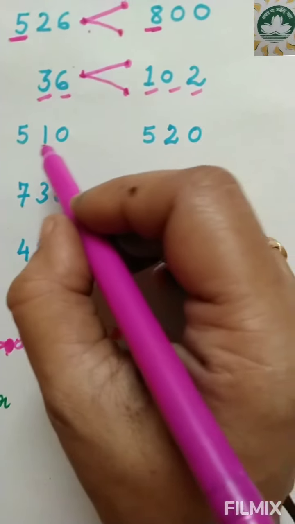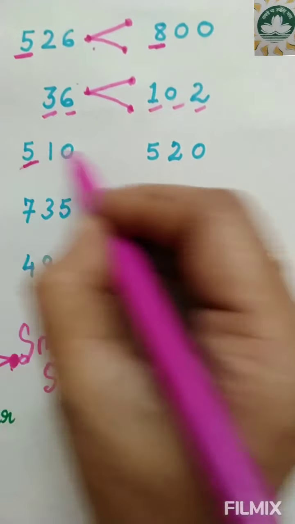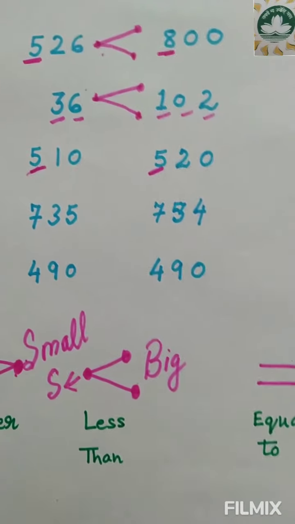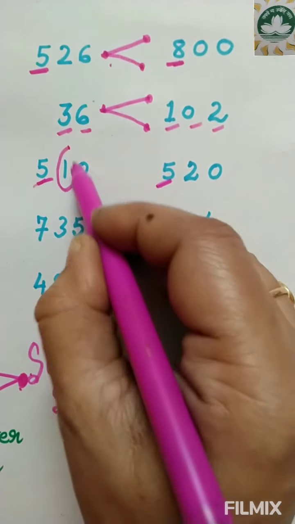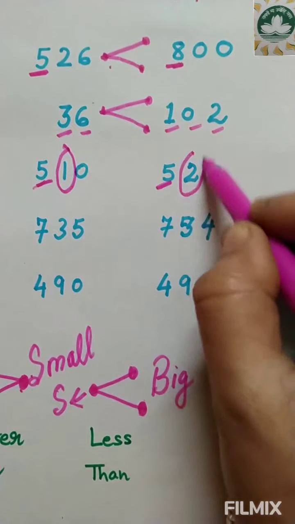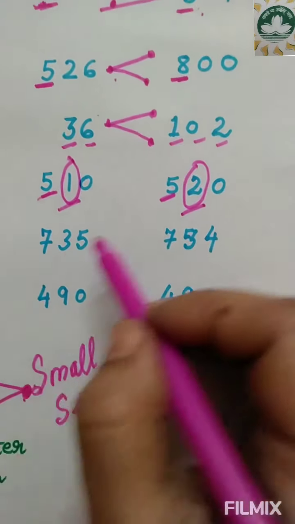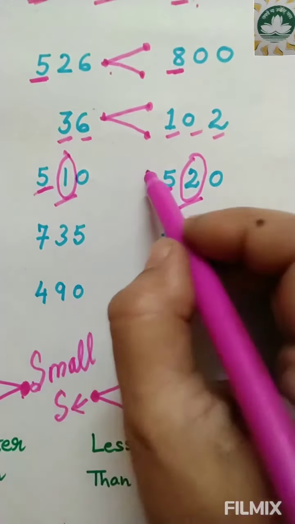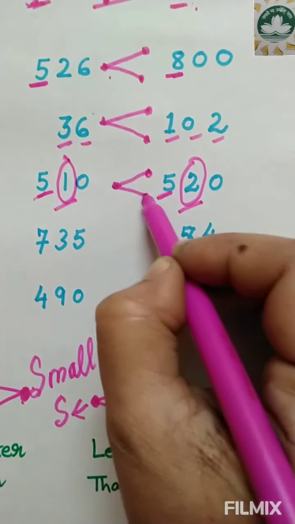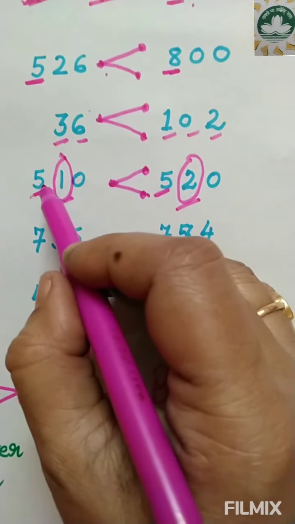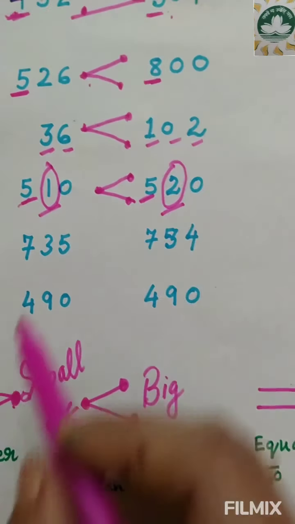Come to the next one, 510, 520. Now the first number in the hundreds place are same. So now we will compare the tens place number. Here it's 1 and here it's 2. So which is greater? 2 is more than 1. So 2 will get 2 dots, 1 will get 1 dot, and we will join it, and therefore 510 is less than 520.